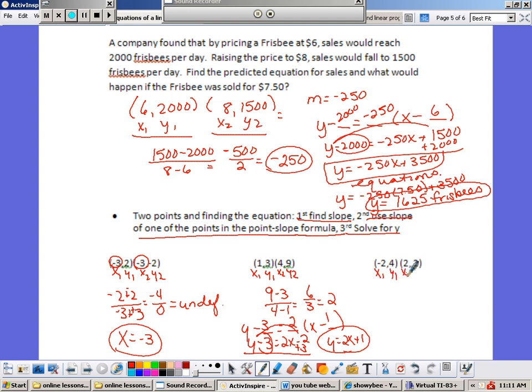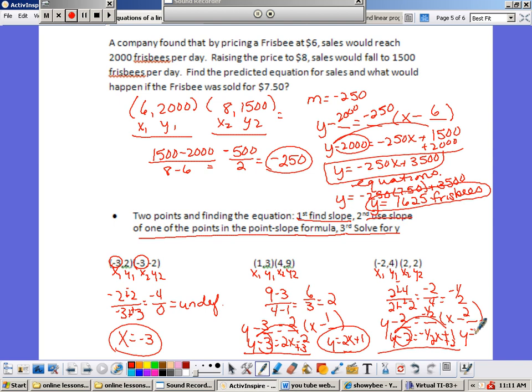x1, y1, x2, y2. 2 minus 4 over 2 minus negative 2. Negative 2 over 4. Negative 1/2. Y minus blank equals blank times x minus blank. Put in my negative 1/2. I'm going to use the 2 this time. Y minus 2 equals negative 1/2 x, and negative 1/2 times negative 2 is positive 1. Move the 2. y equals negative 1/2 x plus 3.